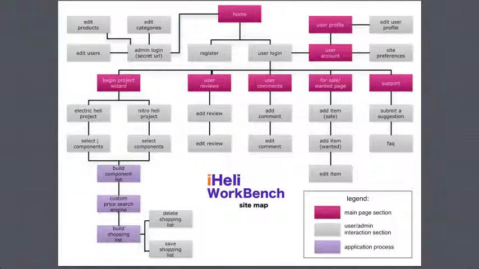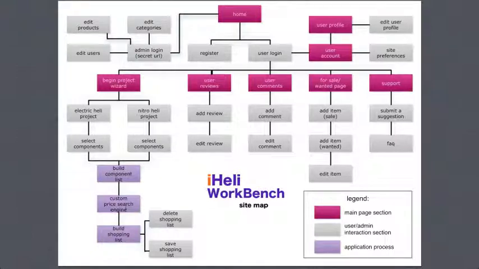Once they're done going through the wizard, the application will build a component list. That component list will then be put into a custom price search engine, and the internet will be scanned for the best prices for each individual component, and then a shopping list will be built and put into the user's account. The user can then take that shopping list, which will be full of hyperlinks to various vendors and online retailers, and go onto each individual site and order the components. Or they also have the option of deleting the entire project and starting over again.